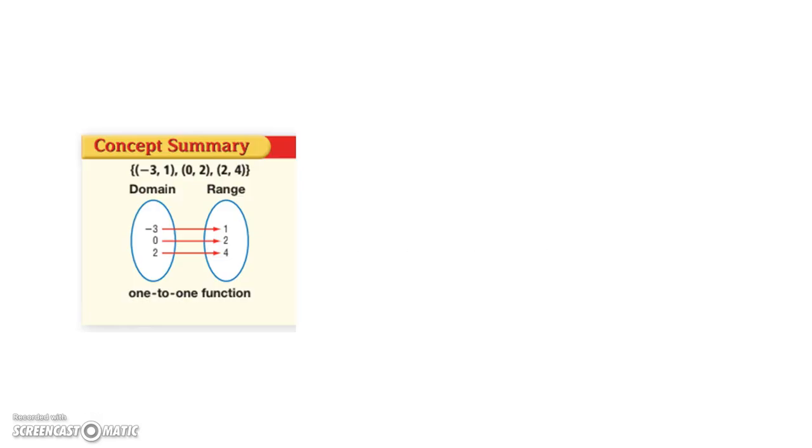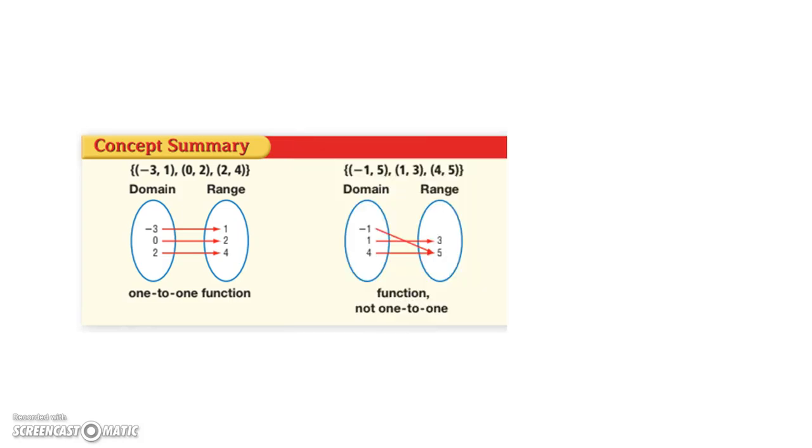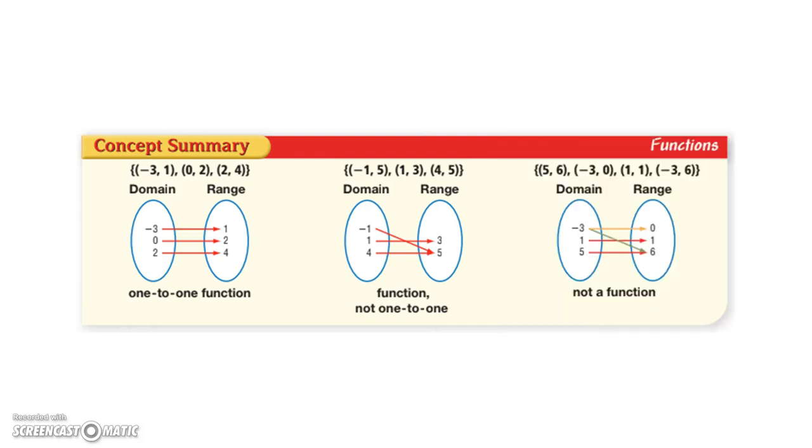Okay. So here's our concept summary. This is our domain and range. It's a one-to-one function because, again, each range is paired with one domain. Our next one, -1, 5, 1, 3, 4, and 5, is a function. It's not one-to-one because notice that 2 of our domains is paired with one of our ranges. And then the next one, this is just a relation. It's not a function because -3 in our domain was used twice. So that one is just a relation, not a function.